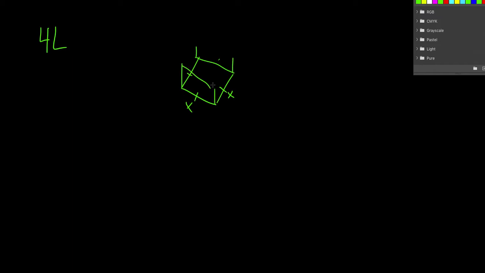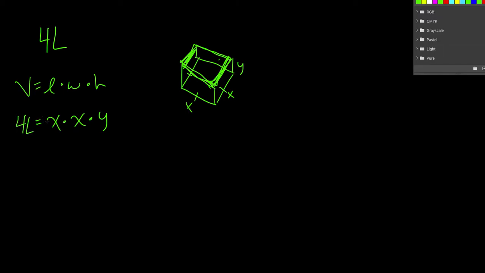Then it has vertical sides, which, that drawing looks pretty bad, but you get the point. So we're going to call the height y. And so volume is length times width times height. And so our length is x, our width is x, and our height is y. And our volume is 4 liters.